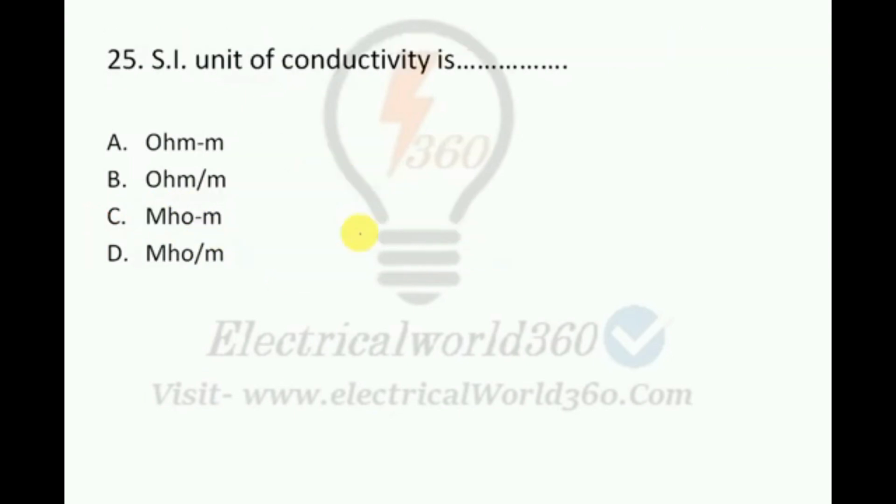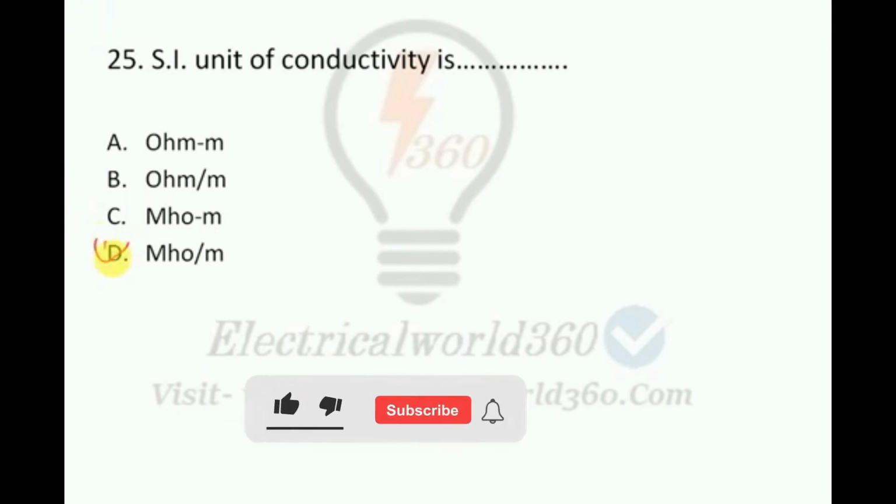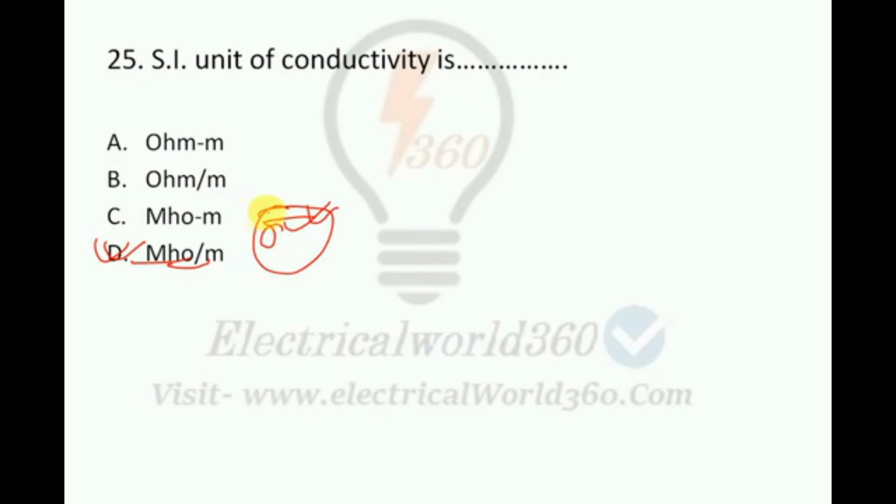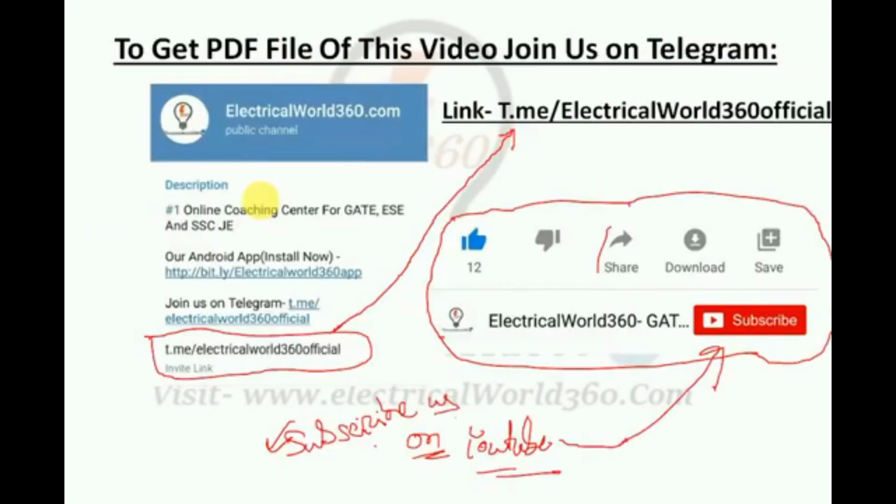Okay, so this is question number 25. SI unit of conductivity is ohm meter, ohm per meter, mho meter, or mho per meter. So in this case option D is the right answer. This is the symbol of mho per meter. So coming to the next slide.